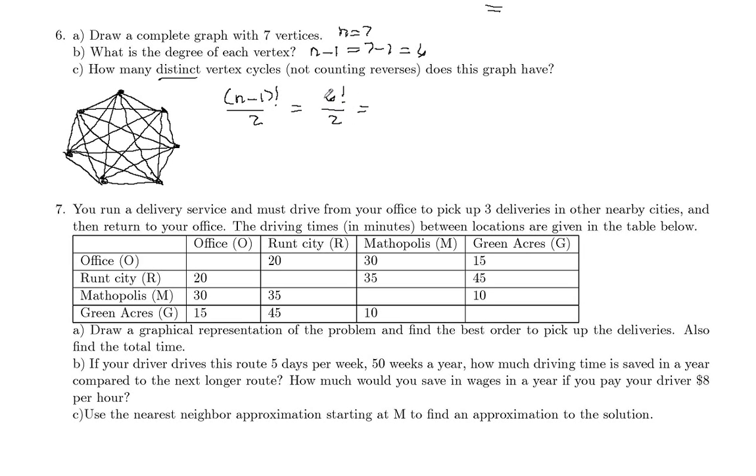And in your calculator, if you do 6 factorial, or you can just multiply 6 times 5 times 4 times 3 times 2 times 1, and then get an answer and divide by 2. If you do that, you get 360. So 360 different vertex cycles possible. That's a lot of vertex cycles. Okay, so that's complete graphs.